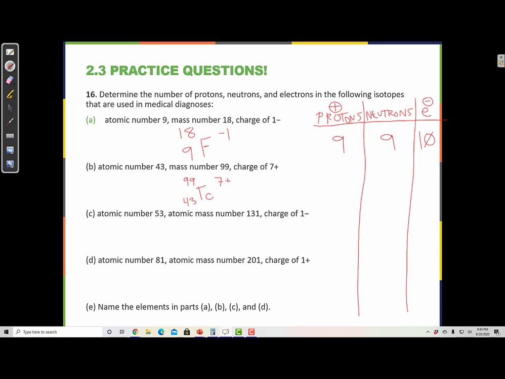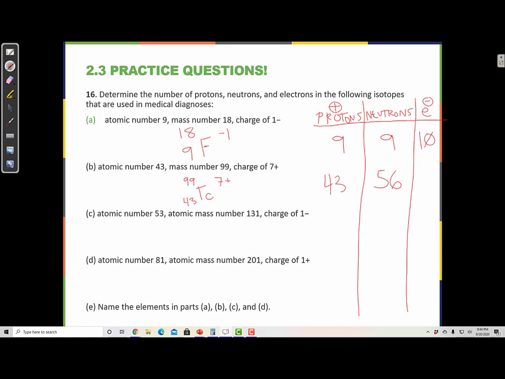Alright, so the atomic number is 43, so it has 43 protons. It has 99 minus 43 neutrons, so that's 56. And it has a charge of +7. So that means that if the protons are positive and the electrons are negative, this has 7 extra protons.